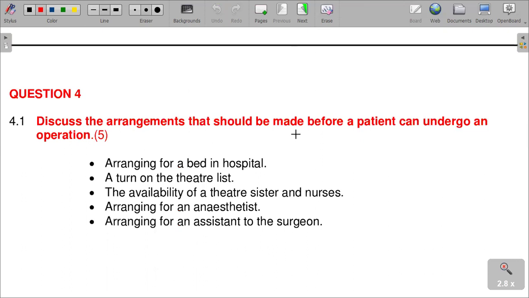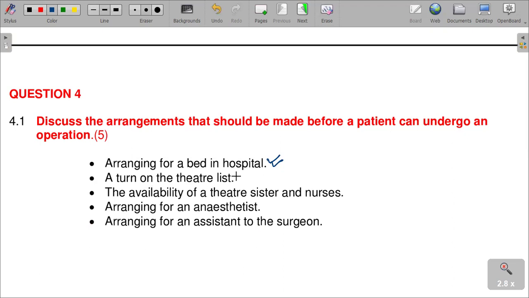The first question says: discuss the arrangements that should be made before a patient can undergo any operation. When a patient is to undergo an operation, what must be done? The medical secretary must arrange for a bed in a hospital. The bed must be there in the hospital.